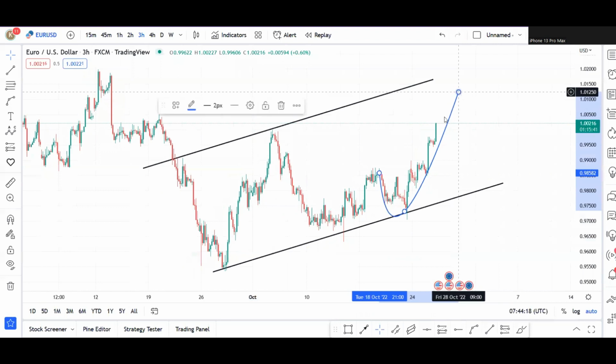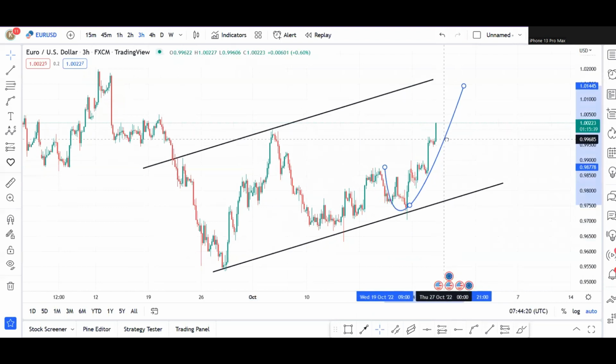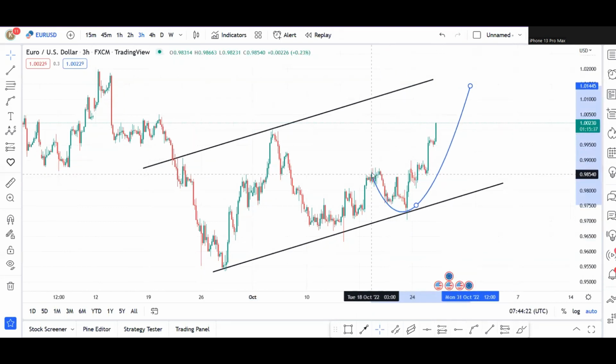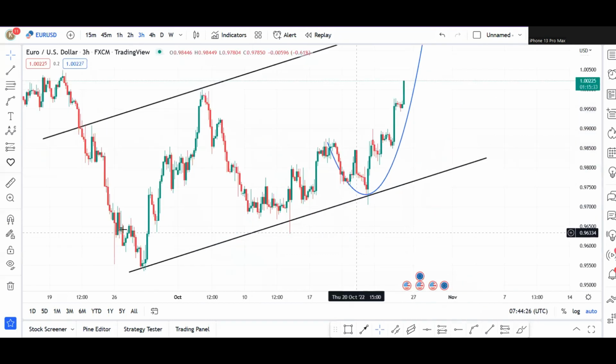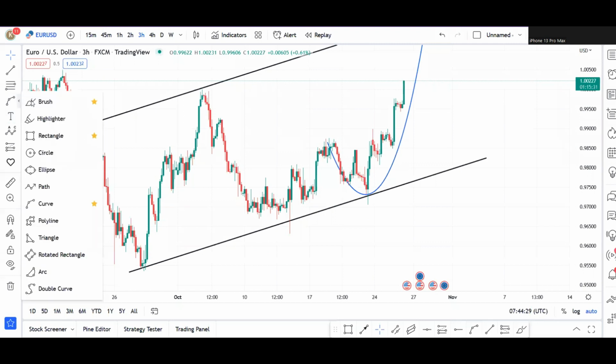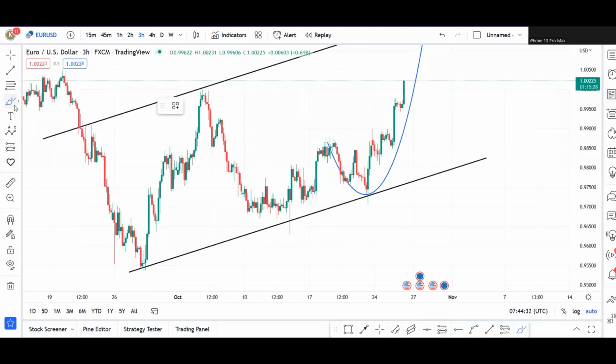For me, this is exhausted. Whoever was trading this, it's fine. But for me, this is exhausted. At least it would have been a great trade if you would have taken it here. Let me show you the box.